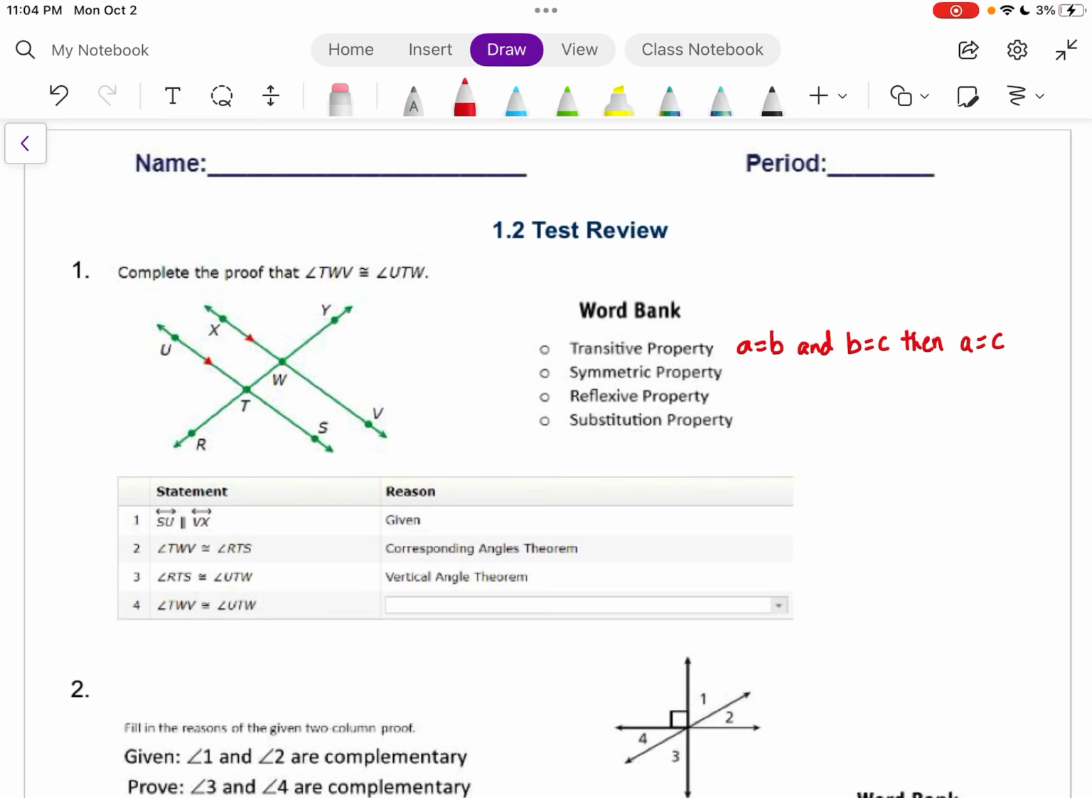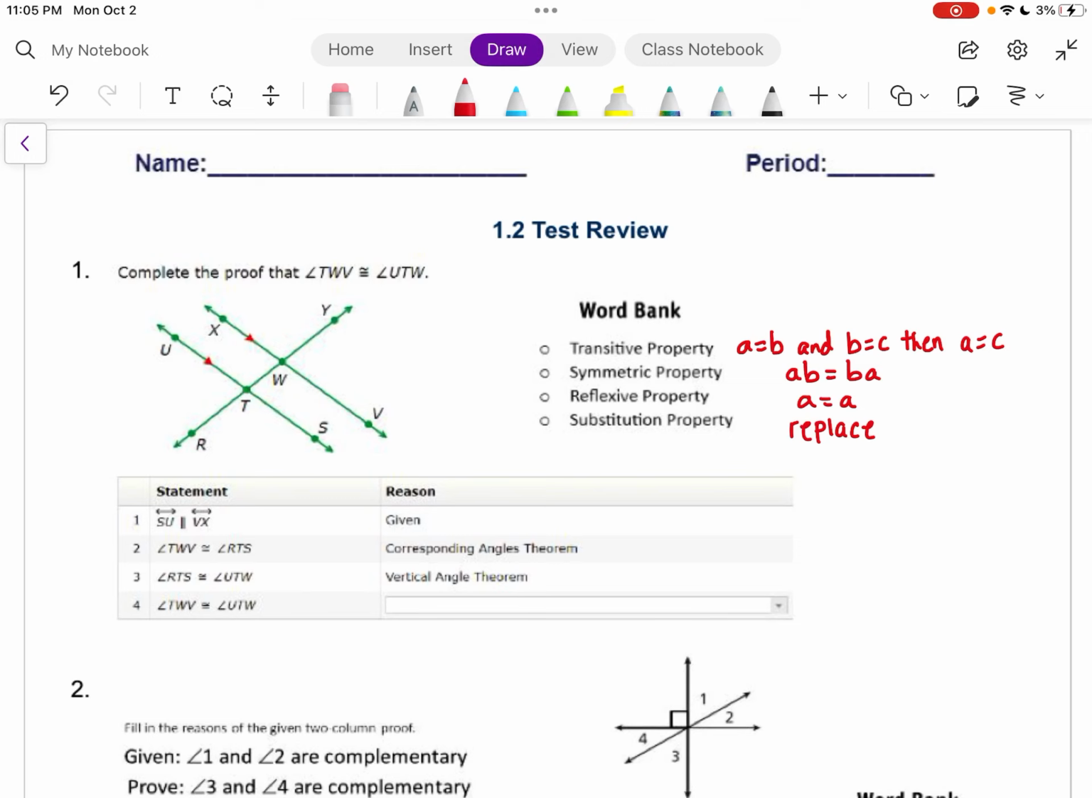Now, the symmetric property is basically the property where you see the same statement, but it's flipped around. For example, AB equals BA. The reflexive property is used if you see the same exact thing twice. For example, A equals A. And we use substitution whenever we are replacing one value with another. The keyword here is replace. So now that we know this, we can start to fill in our proof.